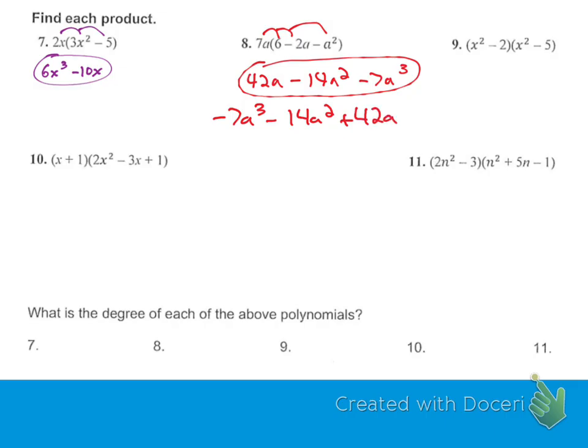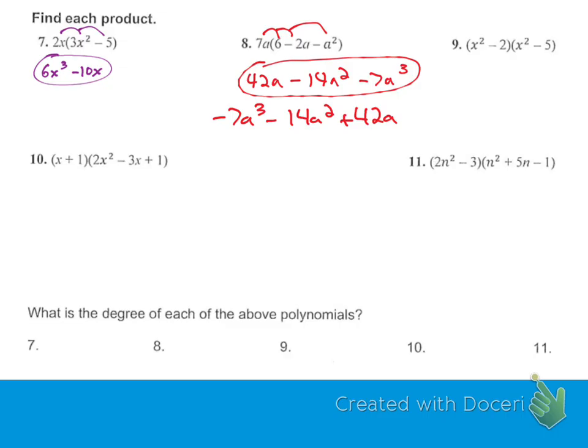Now, if we were doing this on a quiz and it wasn't in standard form, I would be fine with 42a minus 14a squared minus 7a cubed because that is the way it's set up for the distribution, okay? But I did go ahead and put that in standard form just to stay on that trend, okay? Number 9, we have a binomial times a binomial.